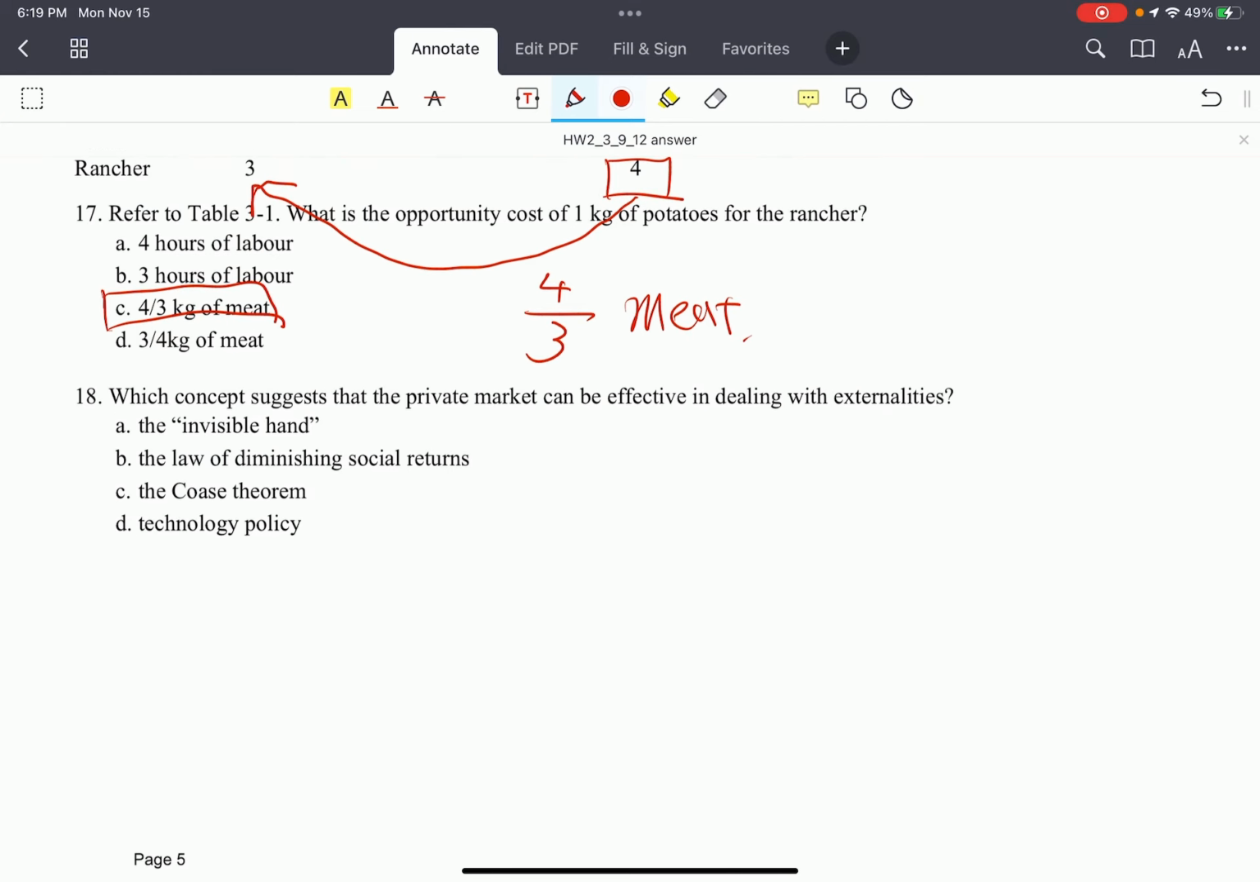Okay, 18. Which concept suggests that private market can be effective in dealing with externalities? Well, this is just Coase's theorem, right? We discussed in the lecture note that with the assumption of no bargaining cost, private actors can actually solve externalities through private market.